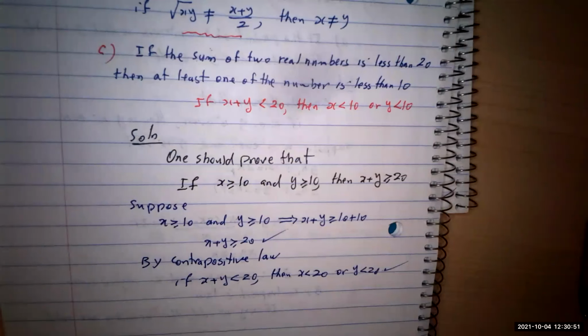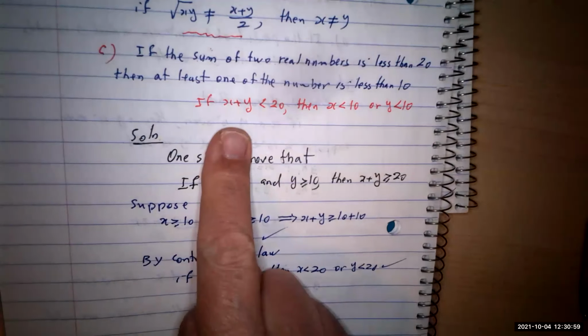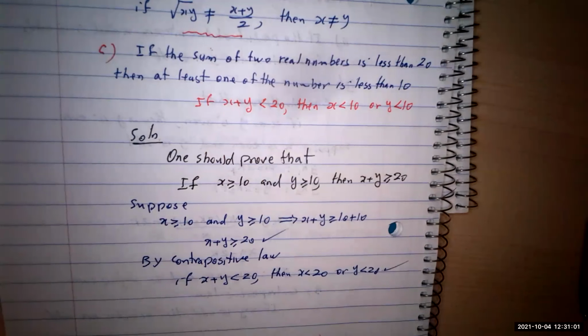You want to prove that if the sum of two real numbers is less than 20, at least one of them is going to be less than 10. So this is what you have: if x plus y is less than 20, then x is less than 10 or y is less than 10. When we say at least, this is it. Then the contrapositive would be what?